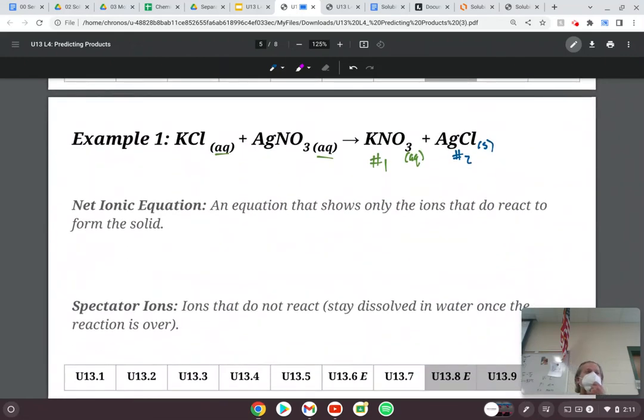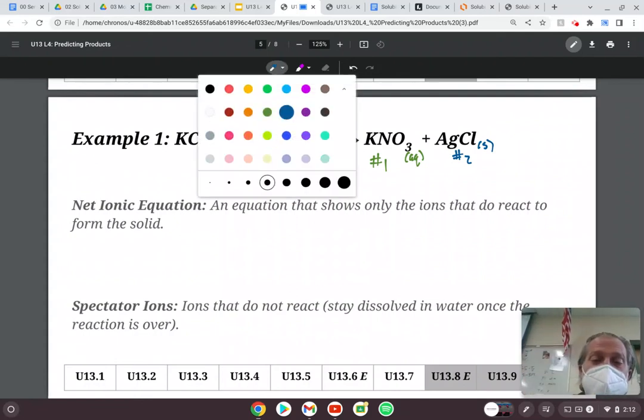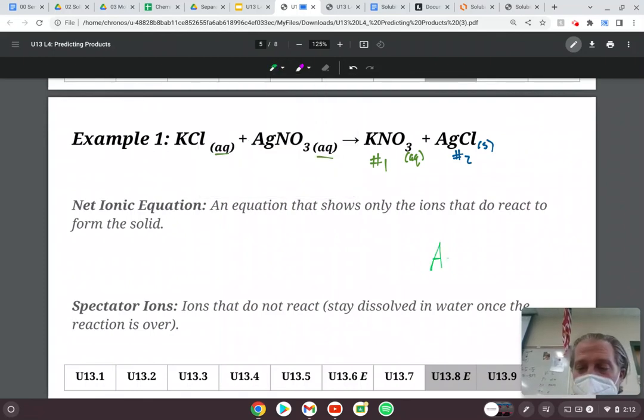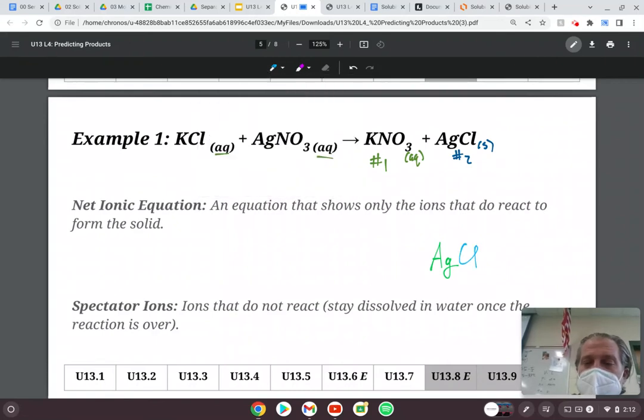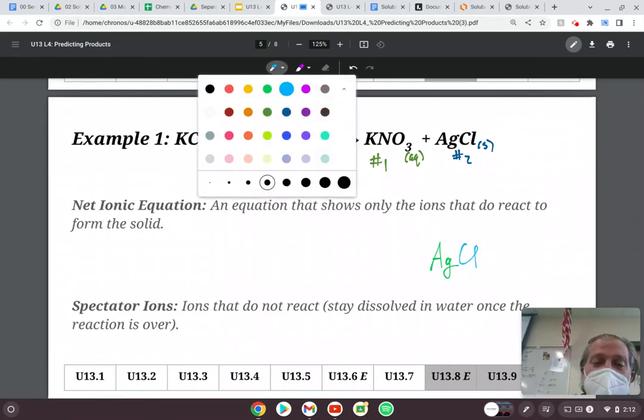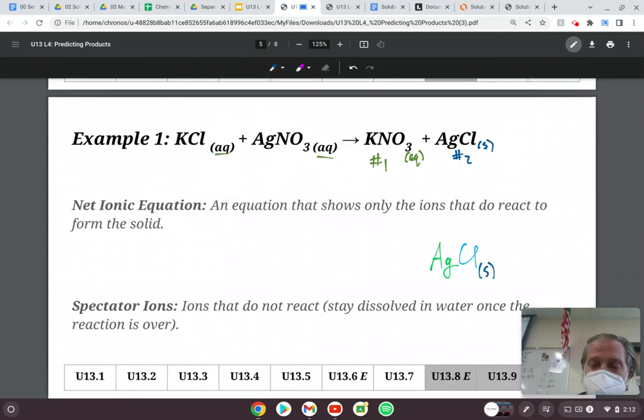So when we write the net ionic equation, the net ionic equation is the equation for the ions that make the solid. And when I write my net ionic equations, I usually write them backwards first. So I start with the product. And in this case, the product is going to be silver chloride, and I know it's a solid because my solubility rules told me that.